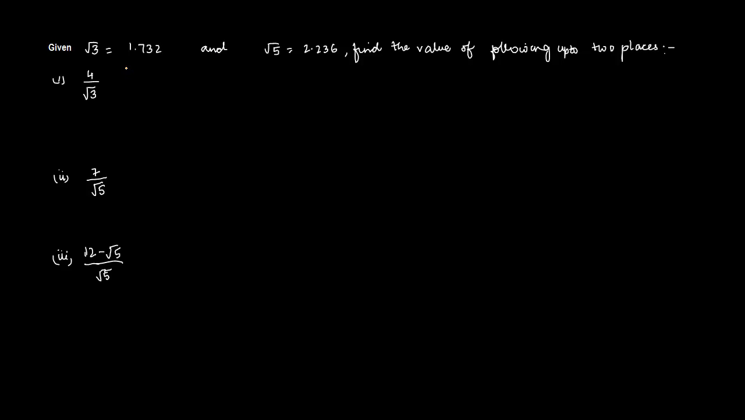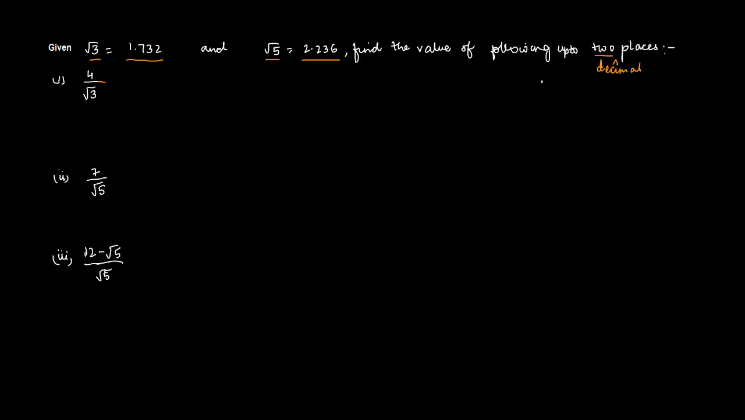Let us see how you calculate the value of various fractions when you have certain square roots in the denominator. Given square root 3 is equal to 1.732 and square root 5 is equal to 2.236, find the value of the following up to 2 decimal places. Okay, so you are given 4 divided by root 3.